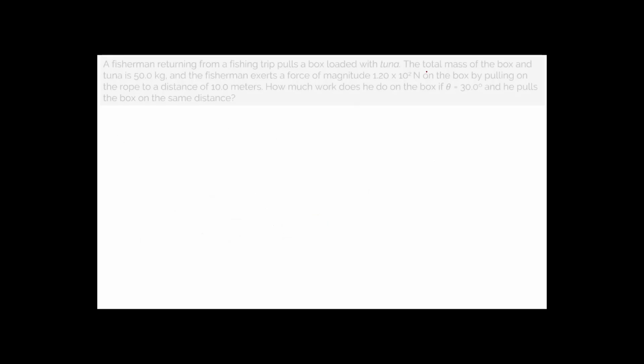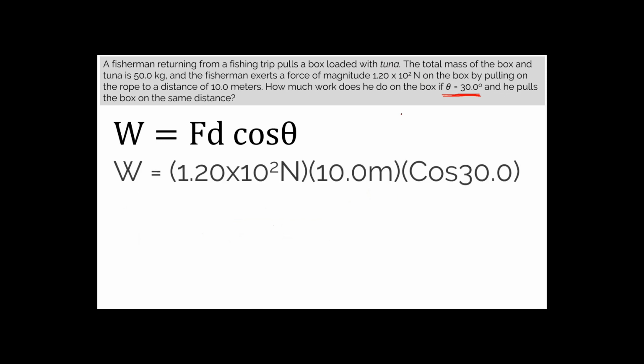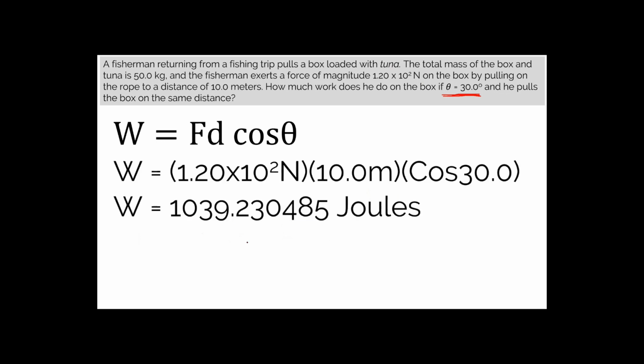It's the same with letter B, but this time the angle, the rope used is elevated or inclined by angle theta, which is 30.0 degrees. So substitute, that is equal to 1039.23 and so on joules. Then round to 3 significant figures, since the least number is 3 significant figures, that is equal to 1040 joules.